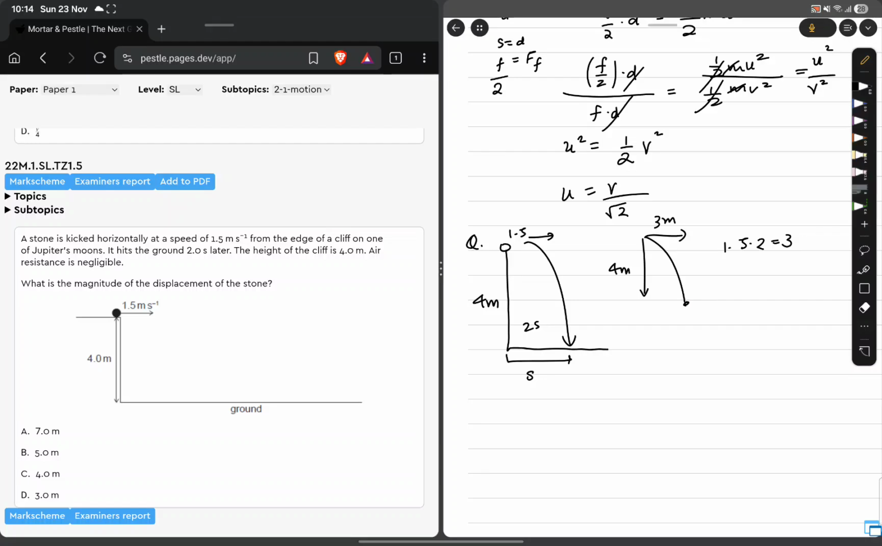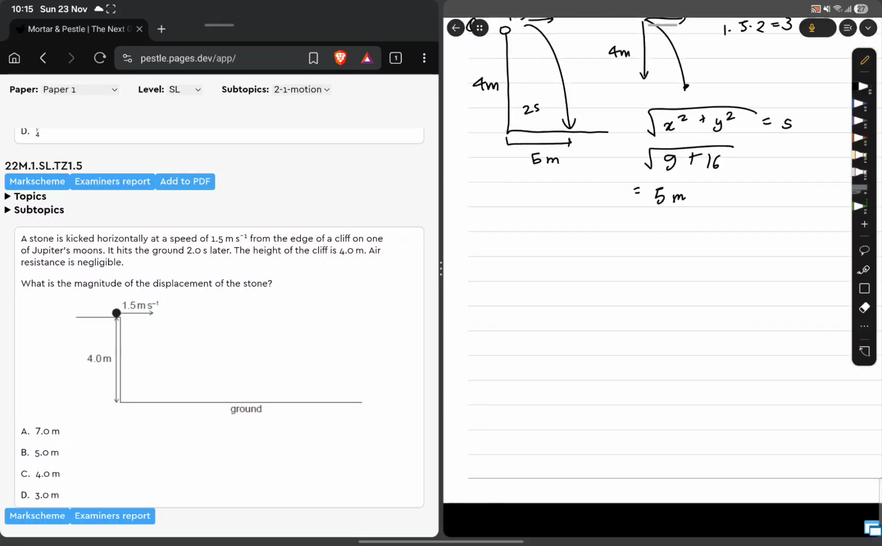Well, that sounds like something for Pythagoras' a squared plus b squared. Well, not really. This is just x squared plus y squared equals the displacement squared. So it's gonna give us 9, because 3 squared is 9, plus 16, because 4 squared is that, and it's gonna give us 25, which is 5 meters. That means that the displacement is 5 meters, aka B.